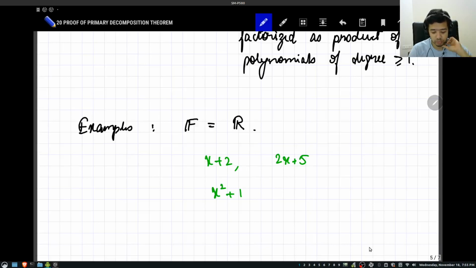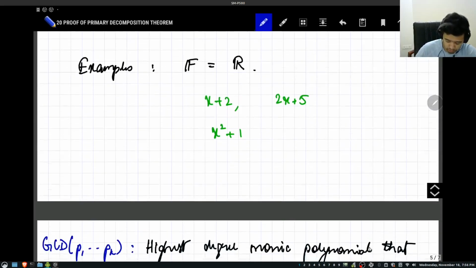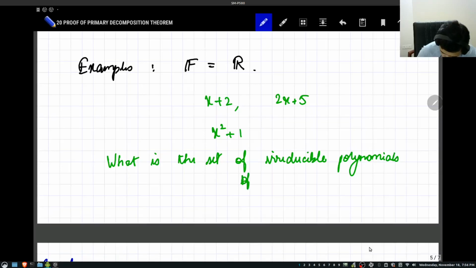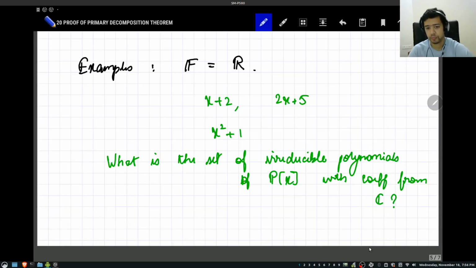So over the field of complex numbers, that is, if the coefficients are allowed to be complex, can you characterize the set of all irreducible polynomials of the ring P of x with coefficients from C? So this is just the set of degree 1 polynomials, right?